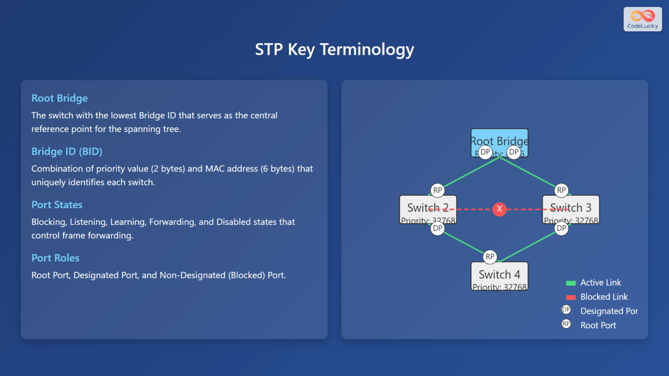Let's familiarize ourselves with some key STP terminologies. First is the root bridge. This is the switch with the lowest bridge ID that serves as the central reference point for the spanning tree. Then we have bridge ID. It is the combination of a priority value, which is 2 bytes, and a MAC address, which is 6 bytes, that uniquely identifies each switch. Also, there are port states such as blocking, listening, learning, forwarding, and disabled states that control frame forwarding. And lastly, port roles are root port, designated port, and non-designated, also known as blocked port.